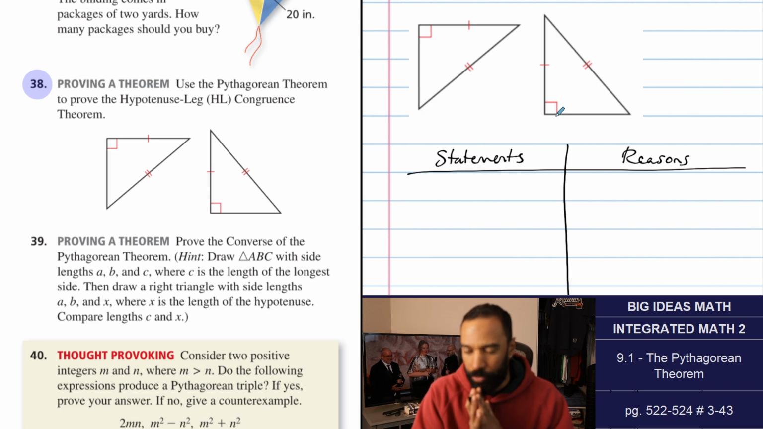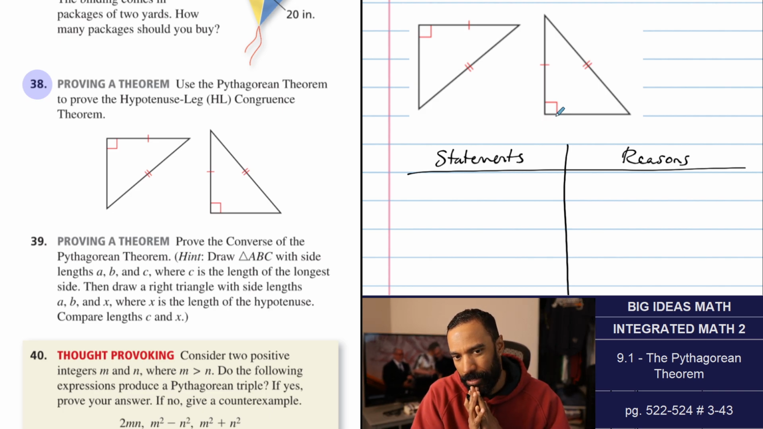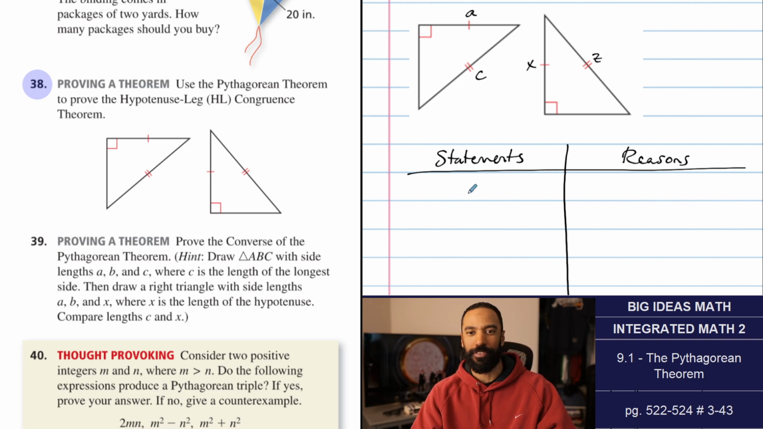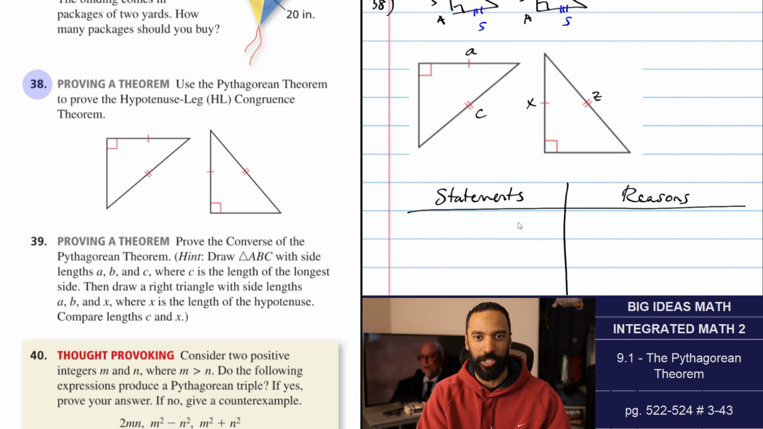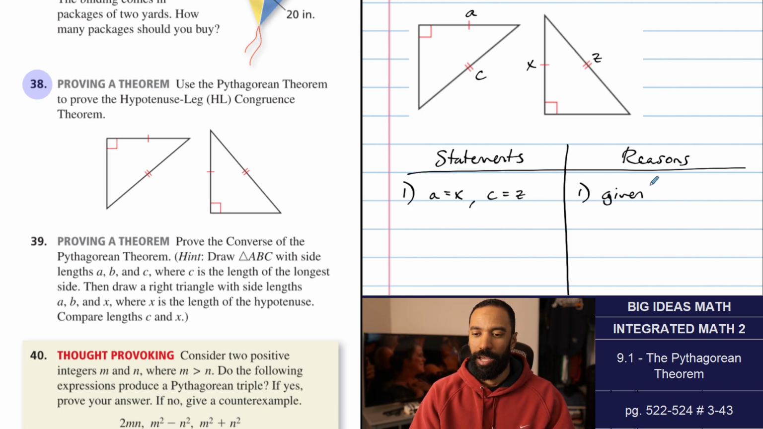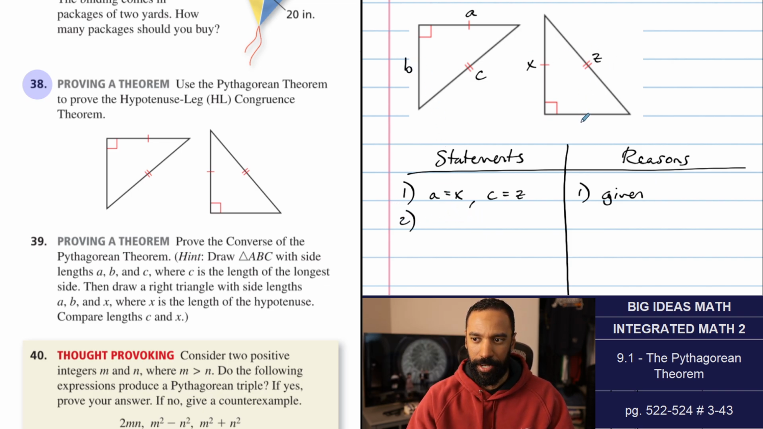So I think what I want to do for this set of problems is, because they don't give us letters for anything, I make up my own. I'll call this A and C and X and Z or something like that. I don't know if this is a perfect way to do the proof. So given A equals X and C equals Z, given. And then I'll add a B here and a Y.